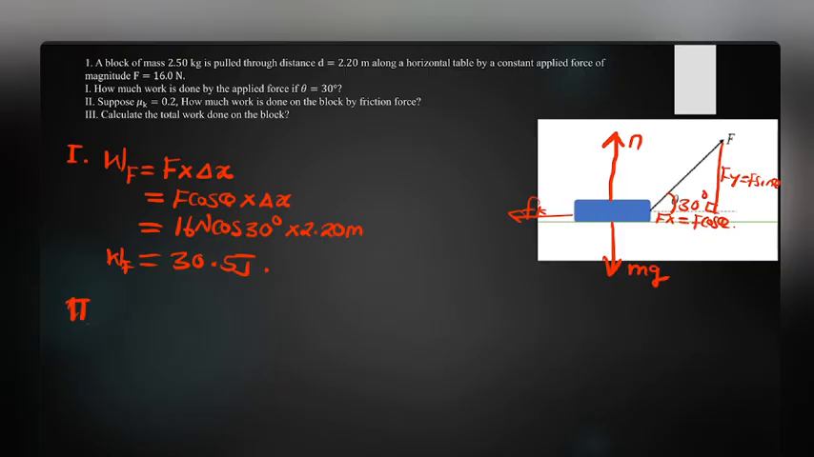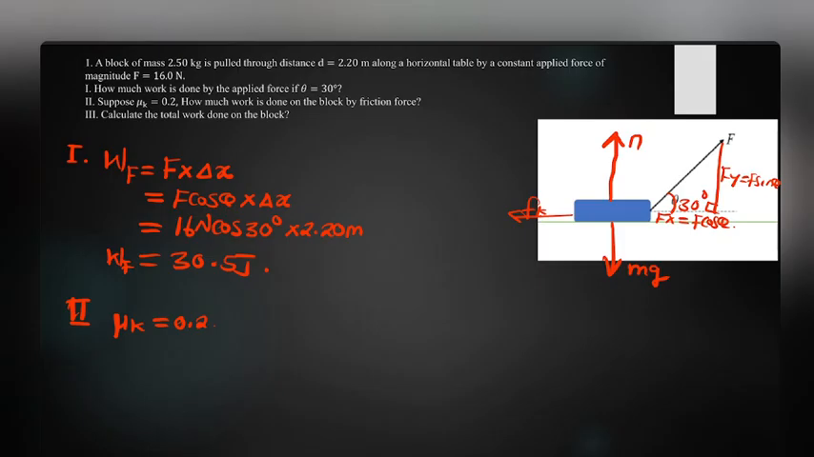Then moving to part 2. Part 2 says, suppose mu k, which is the coefficient of kinetic friction, is 0.2. How much work is done on the block by the friction force?